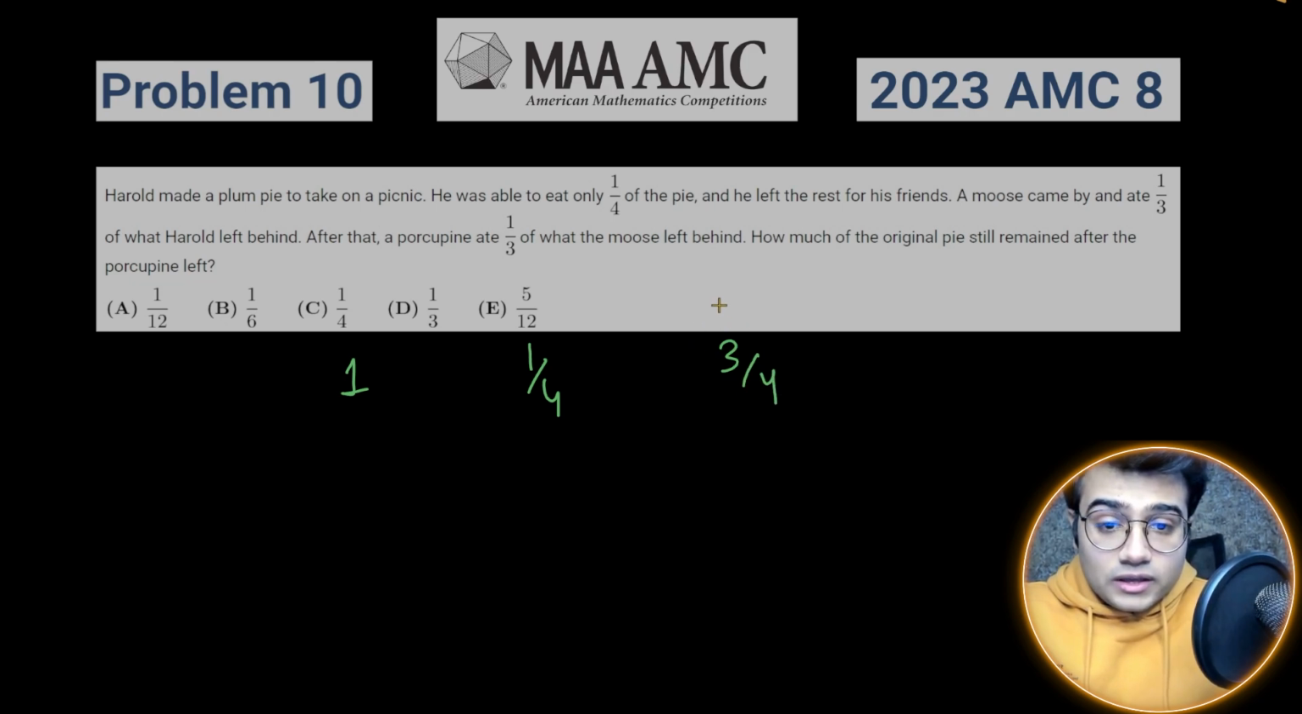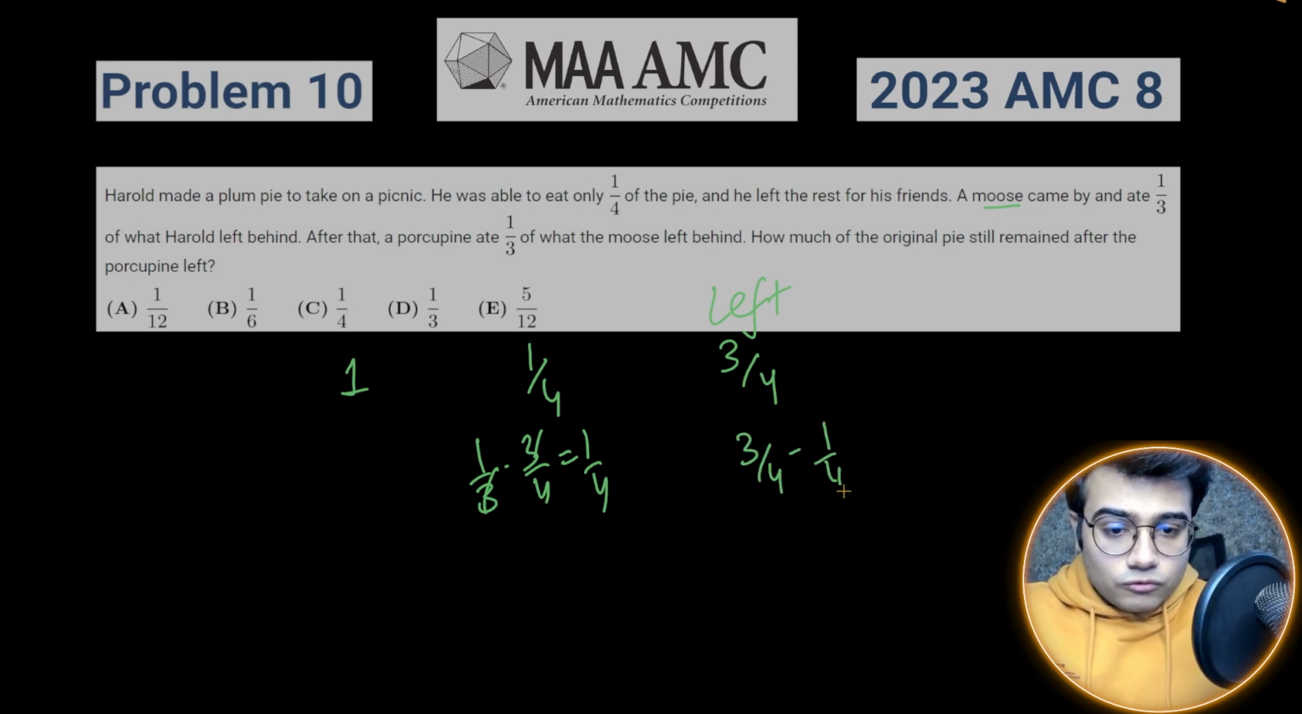So 3/4 is left behind. Okay, now a moose comes by and eats 1/3 of what was left behind. So let's see, they ate 1/3 of 3/4, that is 1/4. So now how much is left behind? Well, out of the 3/4 we had before, we subtract the 1/4 and we have 2/4, which is 1/2. So 1/2 is left behind now.